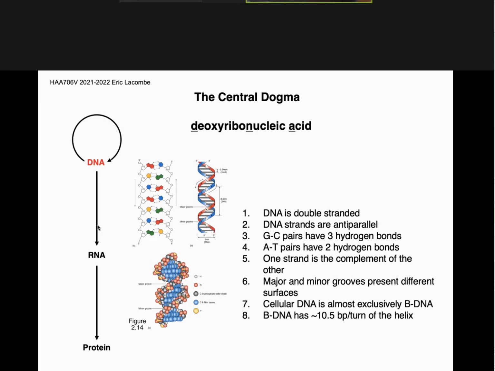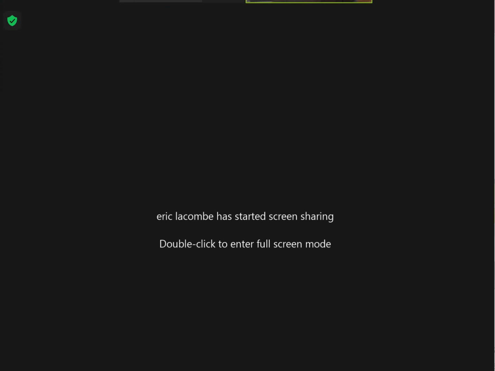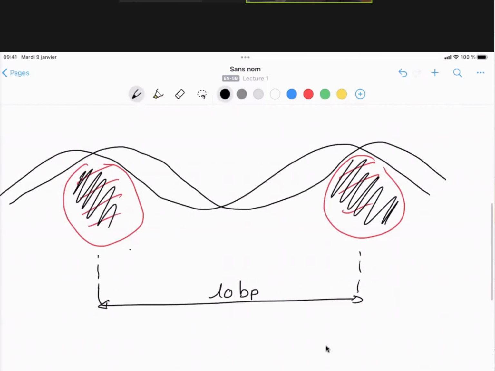So now I shift back. This is very complicated, but it's very important. If we go back to what I was drawing, I hope it works. Okay. So this is a protein that interacts with the major groove, and if we do one turn, another protein can interact with the major groove. So at that point, the two sites of interaction are separated by 10 base pairs. Okay?